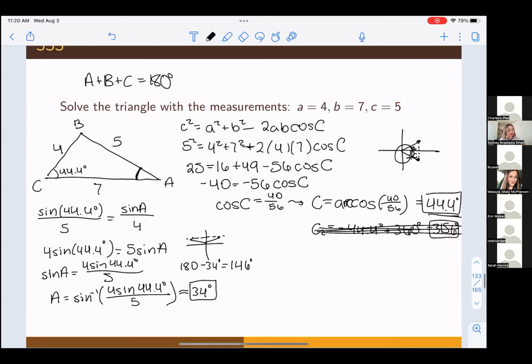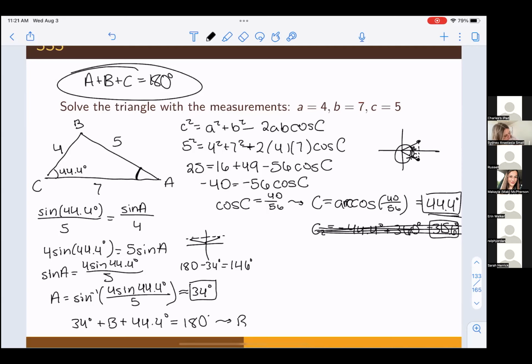And now that we have angle A, we have angle C. We can solve for angle B using this fact up here at the top. So 34 degrees plus angle B plus 44.4 degrees is equal to 180 degrees, which solving for B, we get that B is equal to 101.6 degrees.